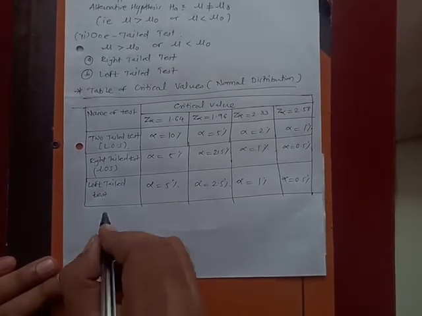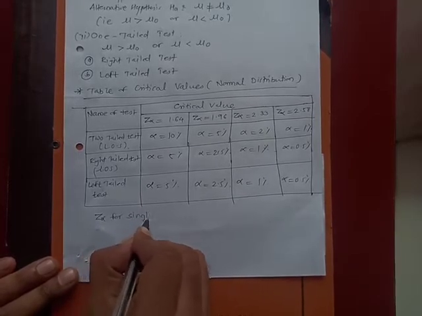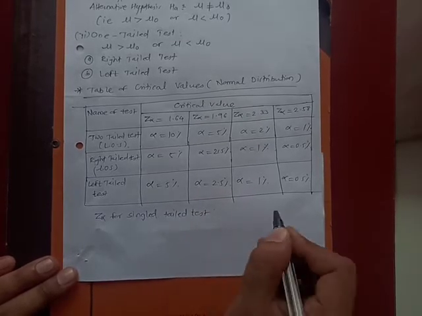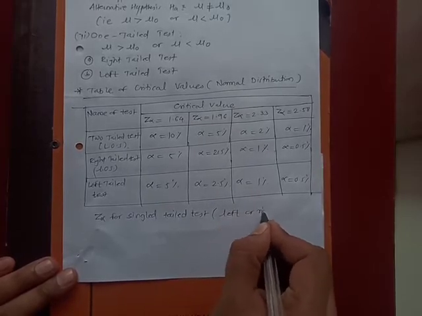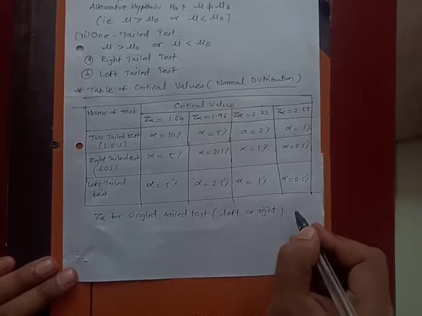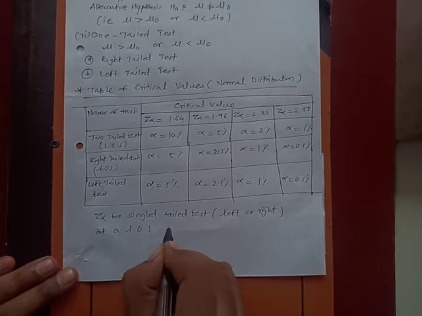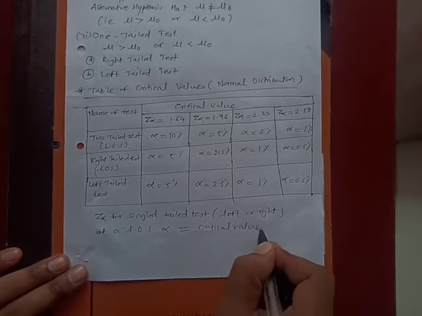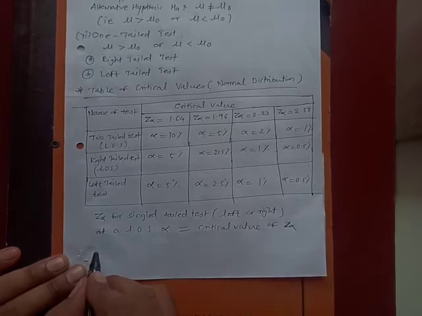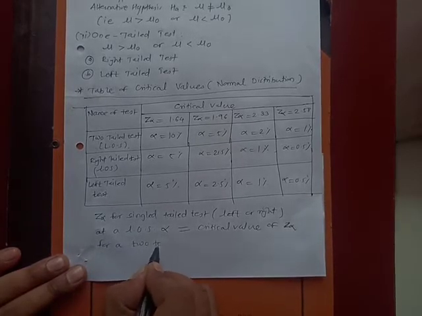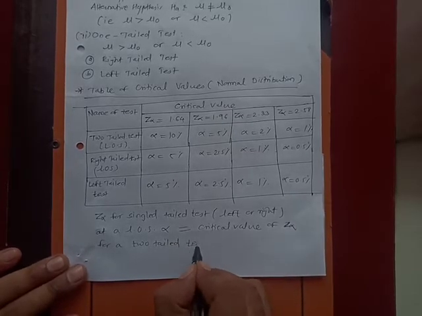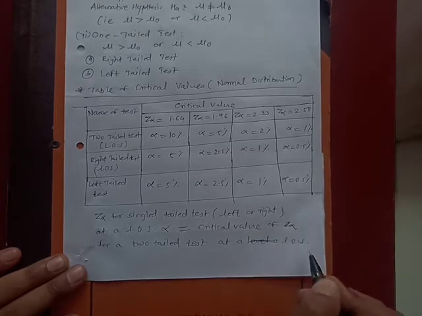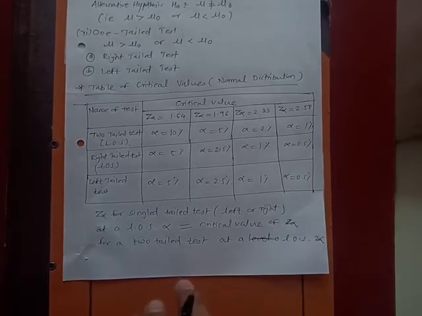Note that Z alpha for a single tail test, either left or right, at a level of significance alpha is the same as the critical value of Z alpha for a two-tailed test at a level of significance 2 alpha. This is the important result.